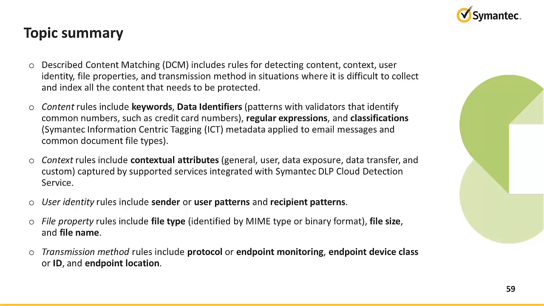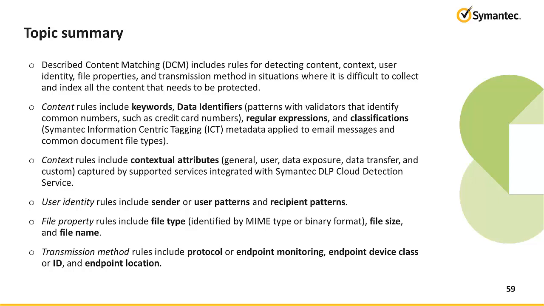Context rules can include contextual attributes captured by supported services integrated with Symantec DLP Cloud Detection Service. These can include general attributes, user attributes, data exposure attributes, data transfer attributes, and custom attributes. User identity rules can include sender or user patterns, such as domain, email address, IP address, username, or IM screen name, as well as recipient patterns, which can be email address, newsgroup pattern, IP address, or URL domain.